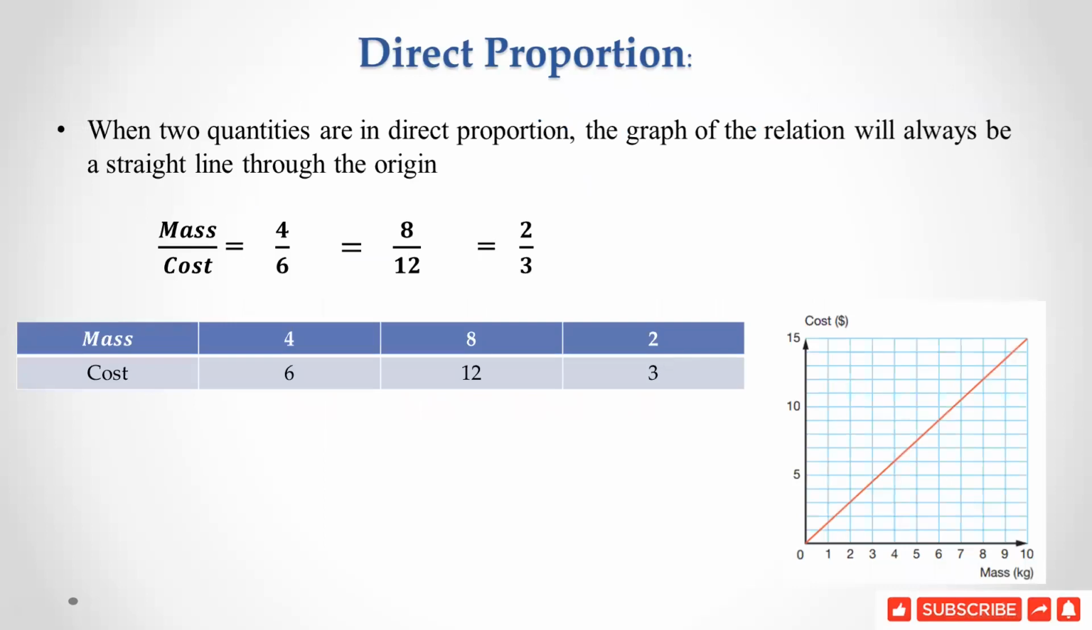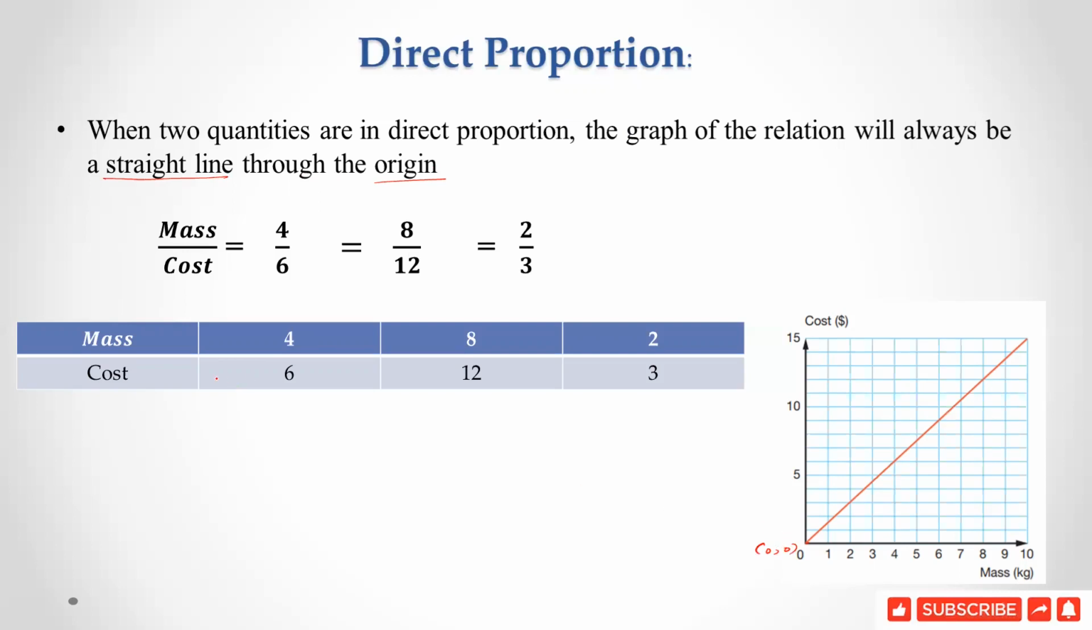Another way we check whether quantities are in direct proportion, especially when we are given a graph line: when two quantities are in direct proportion, the graph of the relation will always be a straight line through the origin. You need to make sure the line is straight and it passes through the origin. What is the origin? The origin is the point where the x-axis and y-axis meet, so both x and y readings are 0.